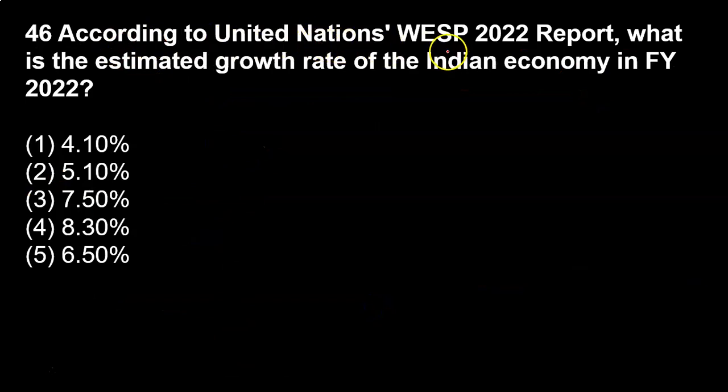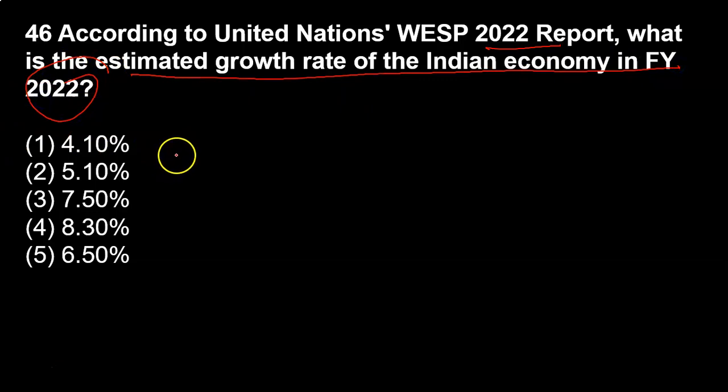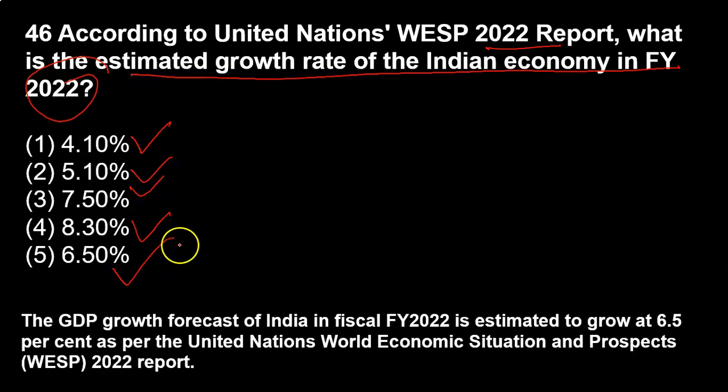According to the United Nations WESP 2022 report, what is the estimated growth rate of the Indian economy in financial year 2022? Your options are 4.10%, 5.10%, 7.50%, 8.30% and 6.50%. So the GDP growth forecast for India in fiscal year 2022 is estimated to grow at 6.5% as per the United Nations World Economic Situation and Prospects 2022 report. So the answer is 6.5%, that is fifth.